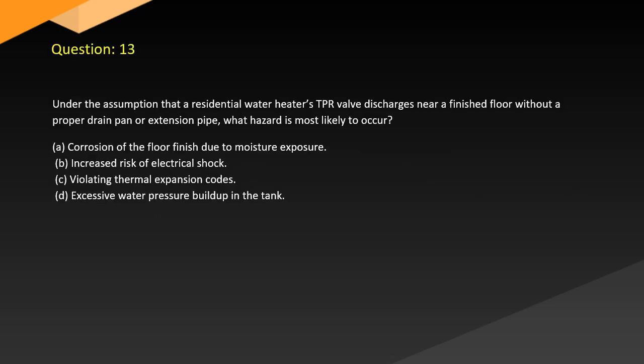Question 13. Under the assumption that a residential water heater's TPR valve discharges near the finished floor without a proper drain, pan, or extension pipe, what hazard is most likely to occur? A. Corrosion of the floor finish due to moisture exposure. B. Increased risk of electrical shock. C. Violating thermal expansion codes. D. Excessive water pressure buildup in the tank.